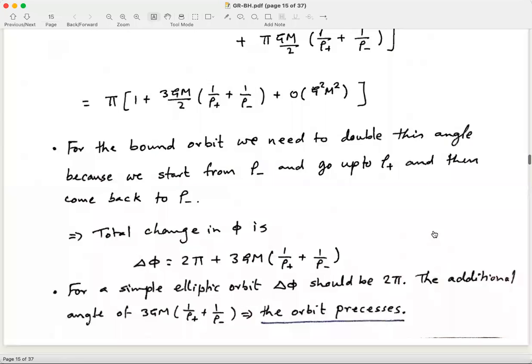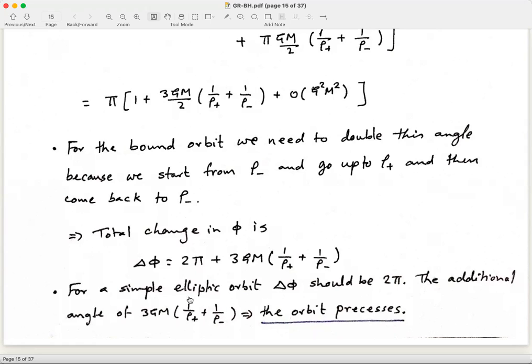Now of course, if it was a simple elliptic orbit, it should have given you just 2 pi. But the fact that it is not 2 pi means it is not the same orbit all the time. Every time the orbit is moving a bit. This is summarized in this additional term, and it tells you that the orbit is actually precessing about its center, or rather about its focus, and this is the additional angle.